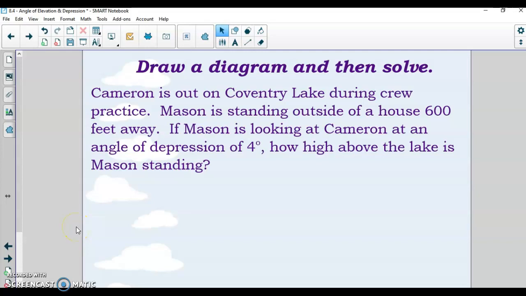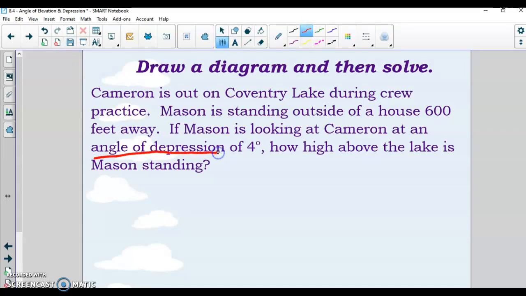Hi everyone. At this point, you should have completed the last question on angle of elevation, and you're ready to start our next question, which is on an angle of depression. This example says Cameron is out on Coventry Lake during crew practice. Mason is standing outside of a house 600 feet away. If Mason is looking at Cameron at an angle of depression of 4 degrees, how high above the lake is Mason standing?